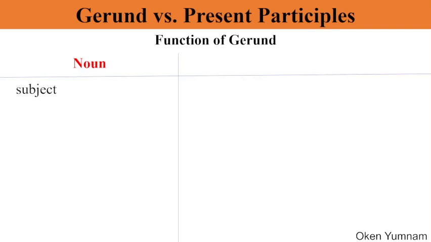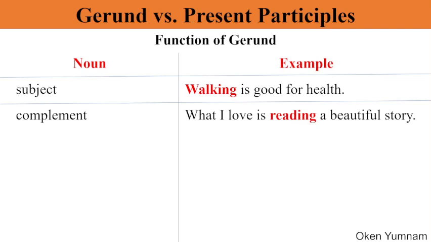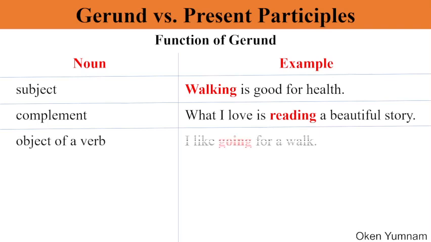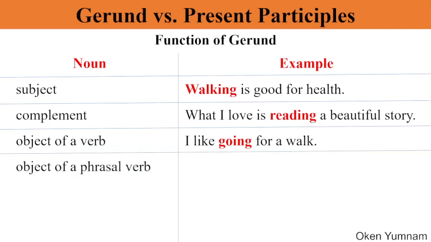Since it is a noun, it can function as a subject. Example here, walking is good for health. It can act as a complement. See here, what I love is reading a beautiful story. It can act as an object of a verb, just like I like going for a walk. We can say I like swimming also. Object of a phrasal verb. Let's see here. You should give up smoking. Give up is the phrasal verb, and the object is smoking.